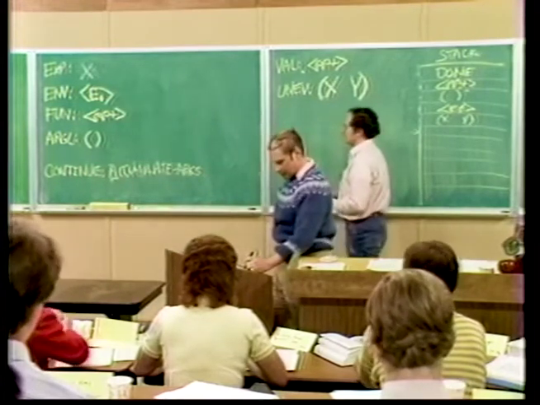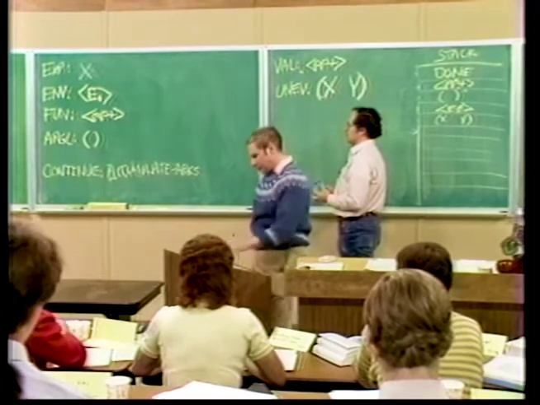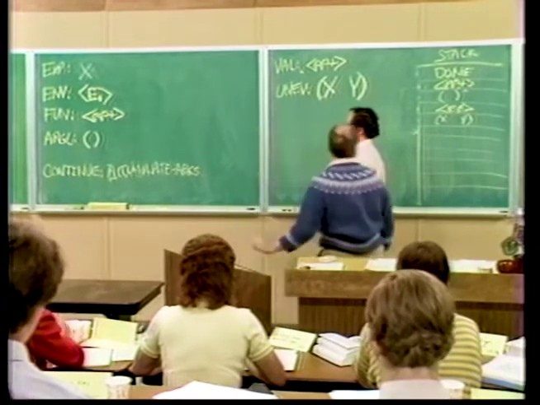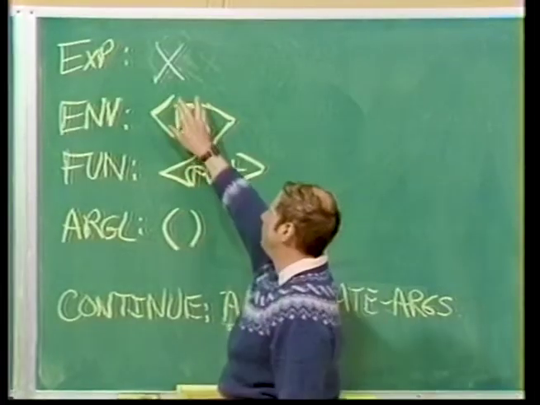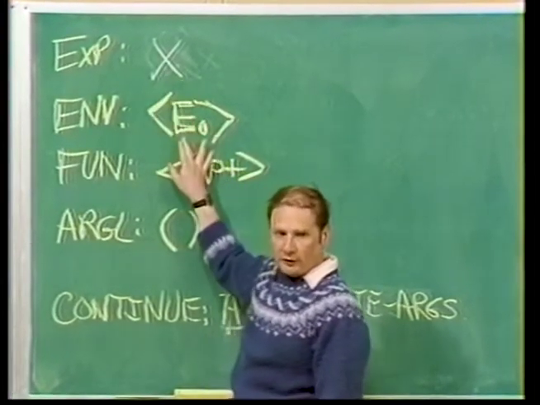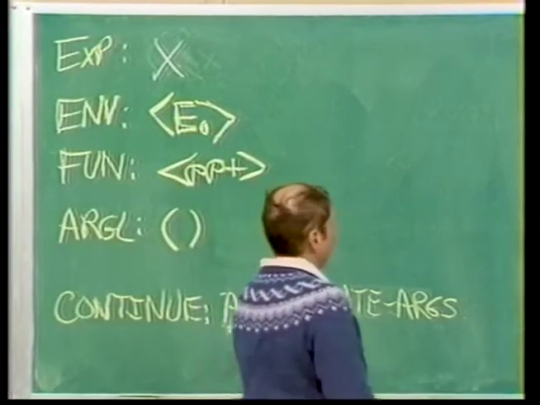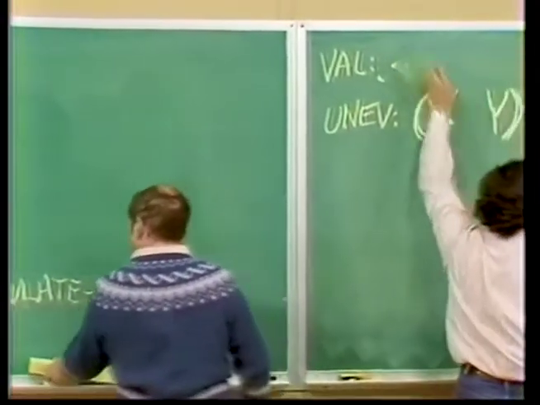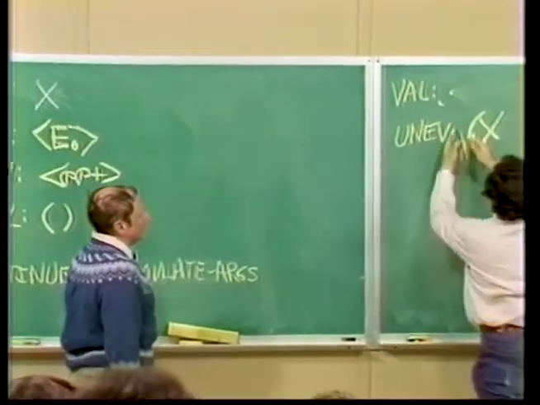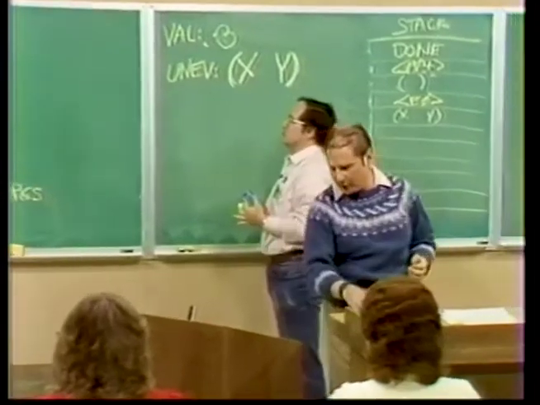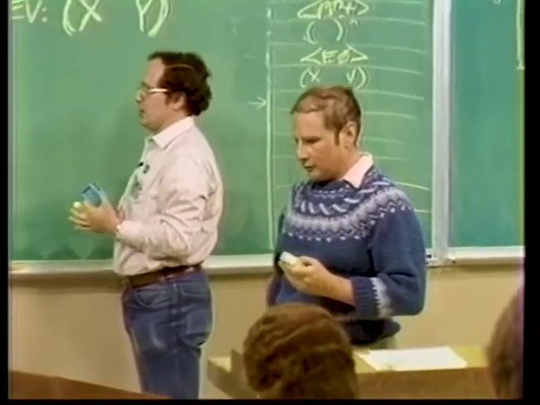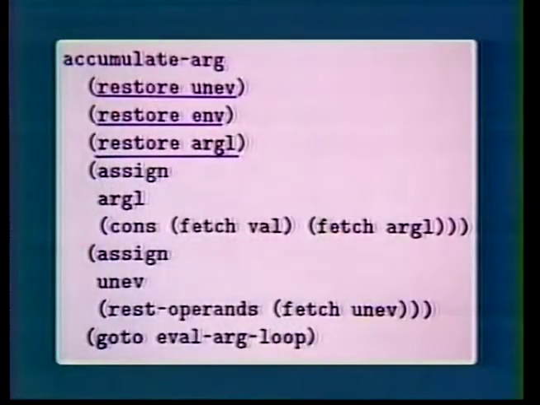All right, now let me short circuit this so we don't go through the details of eval dispatch. Eval dispatch's contract says the world will end up with the value of evaluating this expression in this environment in the val register. So we short circuit all of this, and a 3 ends up in val. And when we return from eval dispatch, we're going to return to accumulate arg, with 3 in the val register. So that short-circuited that evaluation.